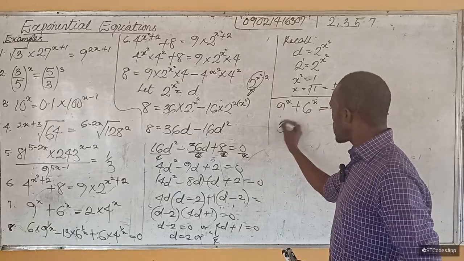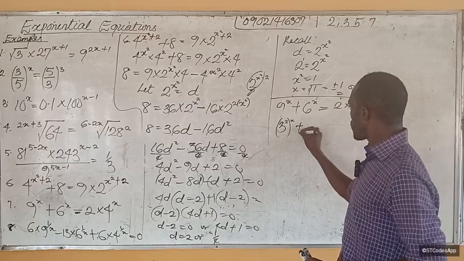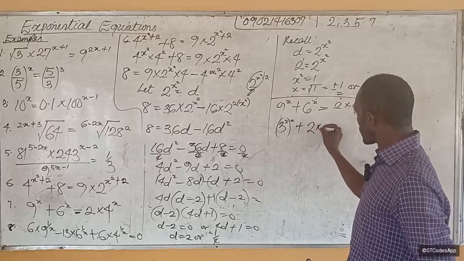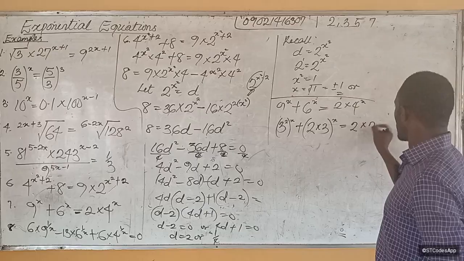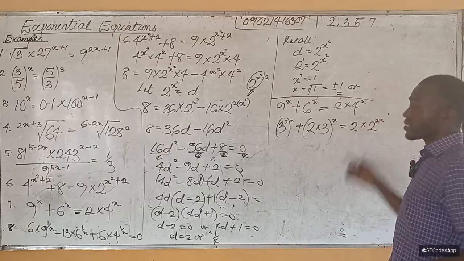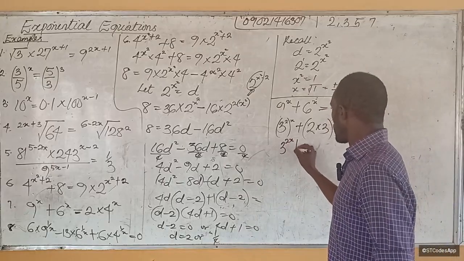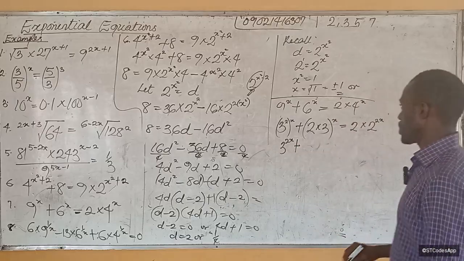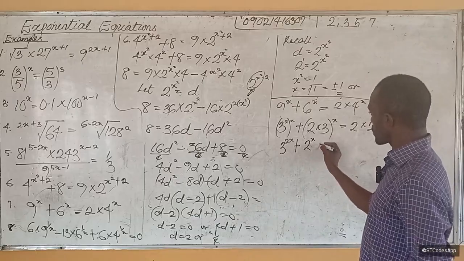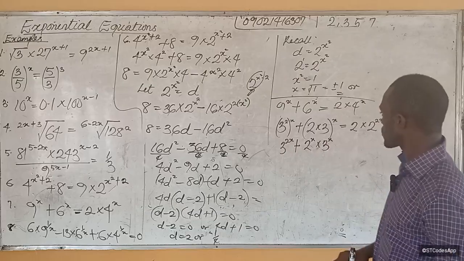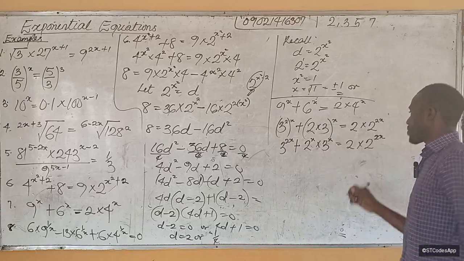So what's the base here? 3. So 3 squared is what we have here, then raised by x, right? Plus 2 times 3, both of them raised by x, is equal to 2 times 2 raised by 2x, 2 squared x. Makes sense? So this becomes 3 squared x plus, now looking at this here, it will be 2 raised by x times 3 raised by x is equal to 2 times 2 raised by 2x. Make sense?